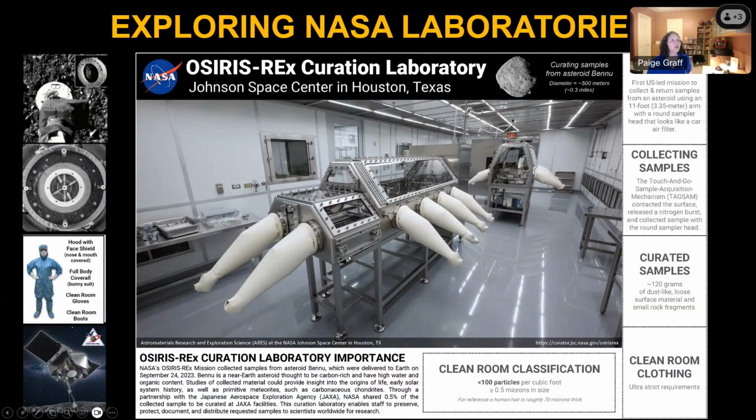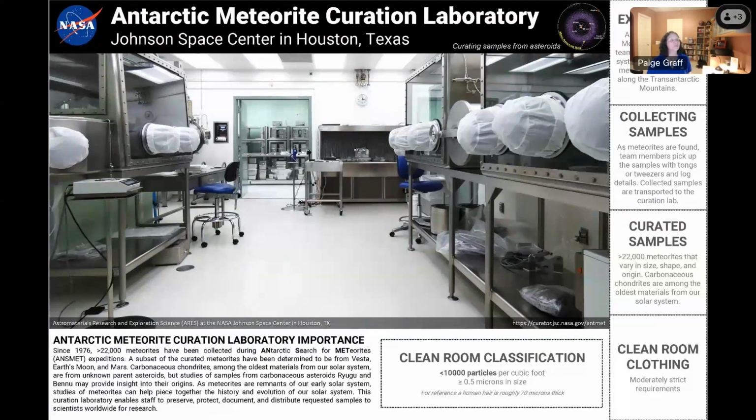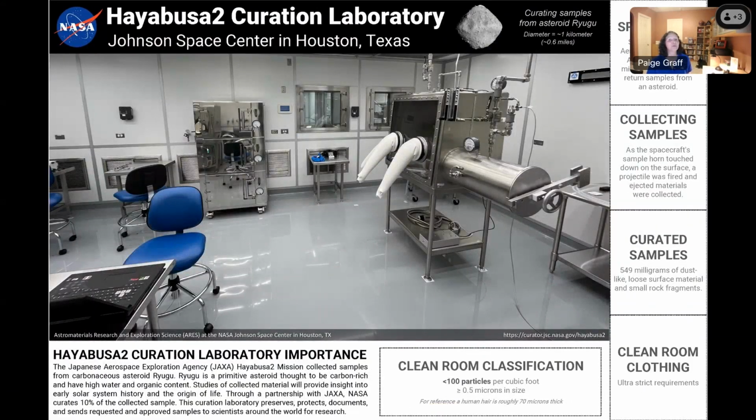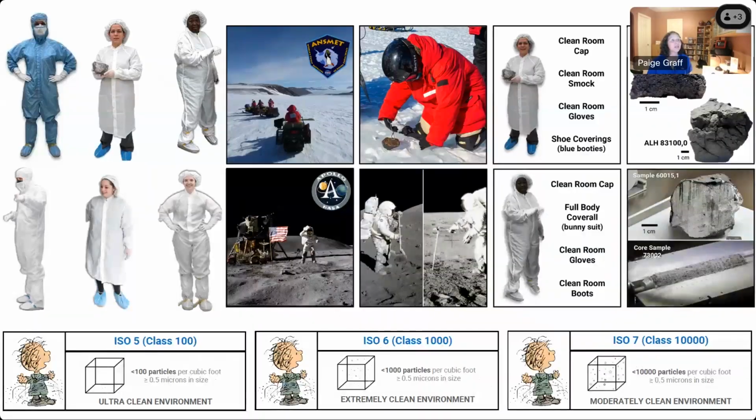picture match. So looking at these labs that we have, the OSIRIS-REx Curation Laboratory, but we also have the Antarctic Meteorite Curation Lab, the Lunar Curation Lab, Hayabusa 2 samples collected from asteroid Ryugu, and even Genesis samples collected from the sun. And in each of these activities or each of these labs, there are pictures and people and clean room classification details associated with them.